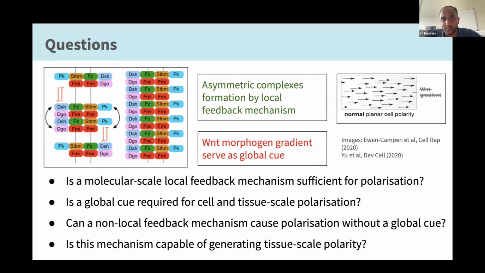In a few experiments, it has been shown that the Wnt morphogen gradient might serve as the global cue, but recent experiments have shown that this Wnt gradient is not necessary for normal planar cell polarity. So then we are asking these questions: is a global cue essential for cell and tissue scale polarization, or, instead of a global cue, is some non-local feedback mechanism sufficient for cell scale polarity? And is this mechanism capable of generating the tissue scale polarity? So these are the questions we're asking.